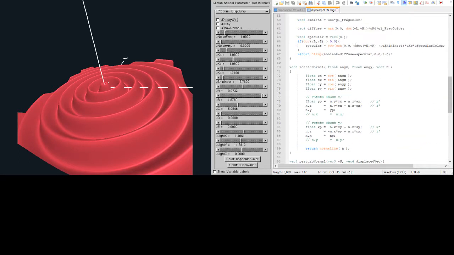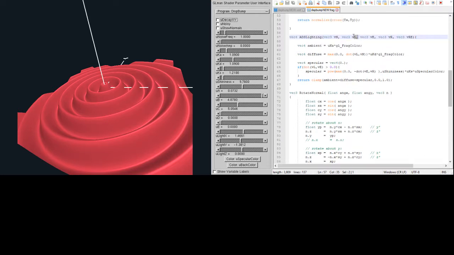Actually, this is the point to the light, VL. Bn is the normal, Ve is the point to the eye. This is the reflectant across, these are the two vectors that I reflected across the normal vector.